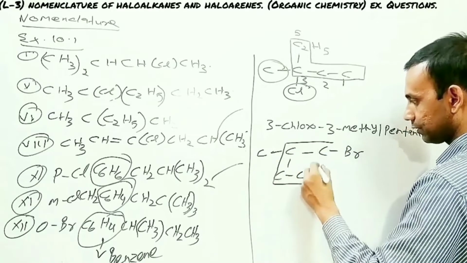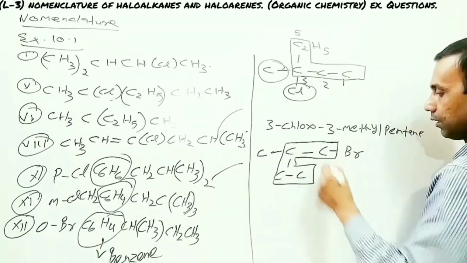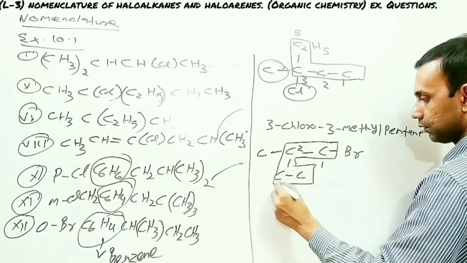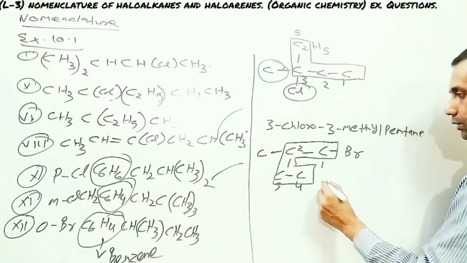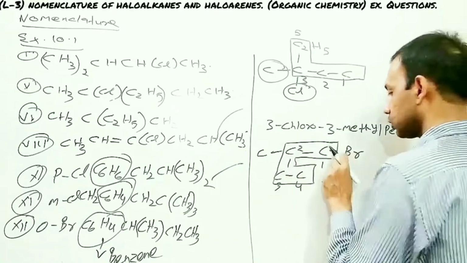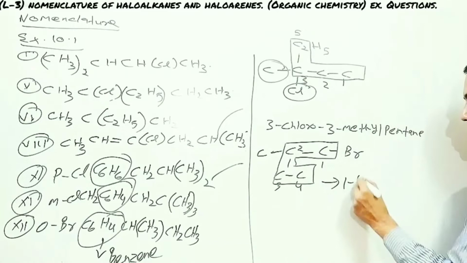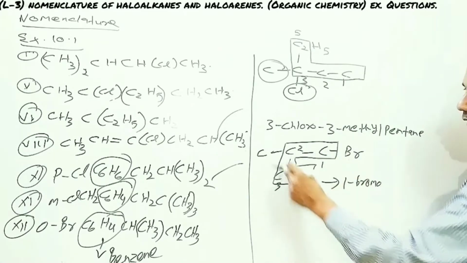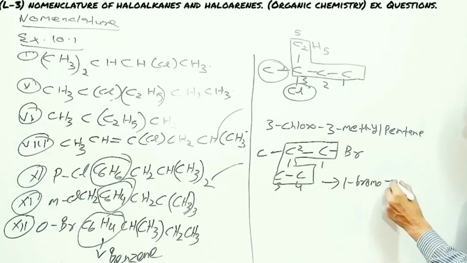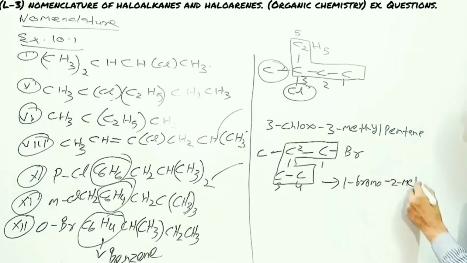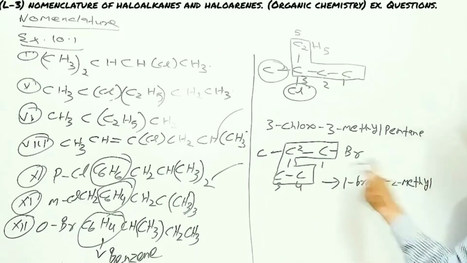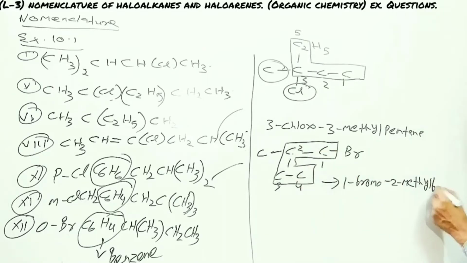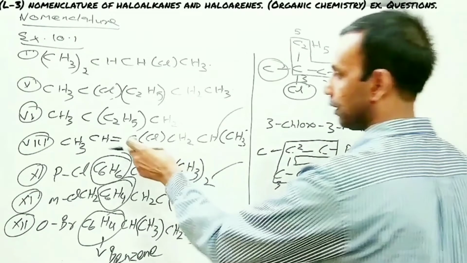So again, there is the longest chain here. Right? So numbering is 1, 2, 3 and 4. What we see is that on the first carbon we have bromine. So 1-bromo, 2-methyl, 2-methyl, and finally 1, 2, 3, 4, butane.